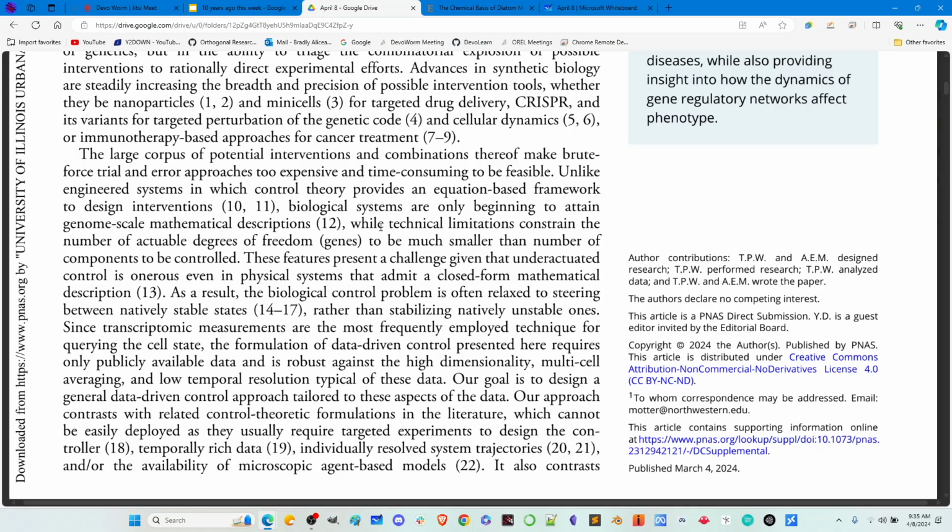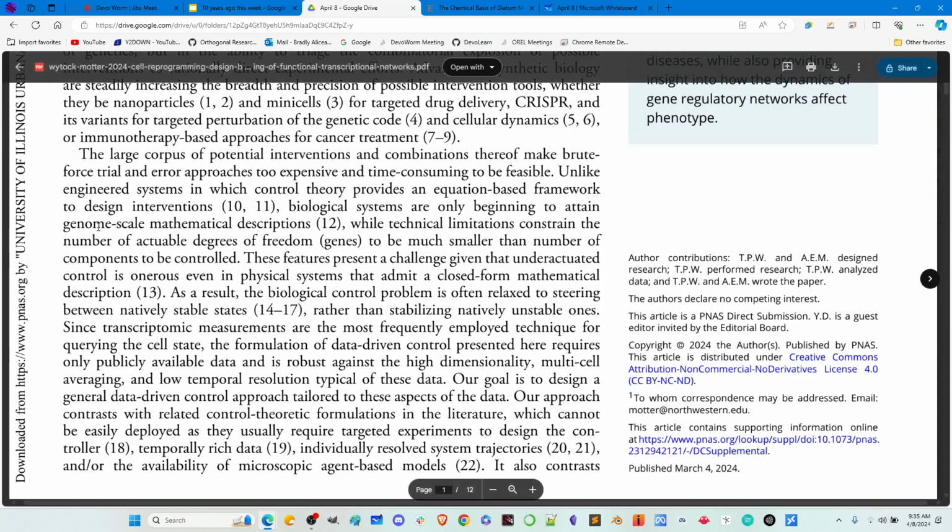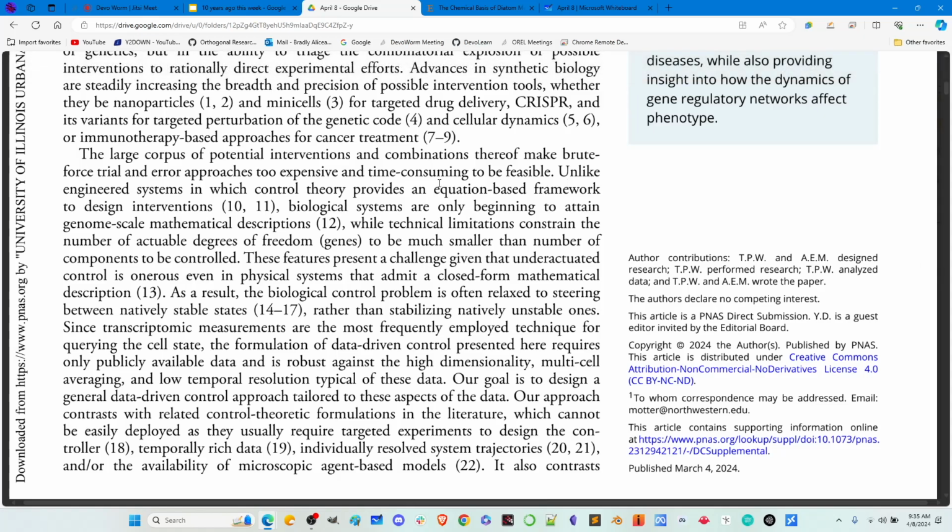So unlike engineered systems, in which control theory provides an equation-based framework to design interventions, in control theory and engineering we have equations that predict the outcomes of systems, so that we can control something like an industrial process. We can control the speed of something or the trajectory of something. But in biological systems, we don't really have those descriptions. We don't have equations of motion for transcription or for cell behaviors. We'd like to be there, but we're not there yet.